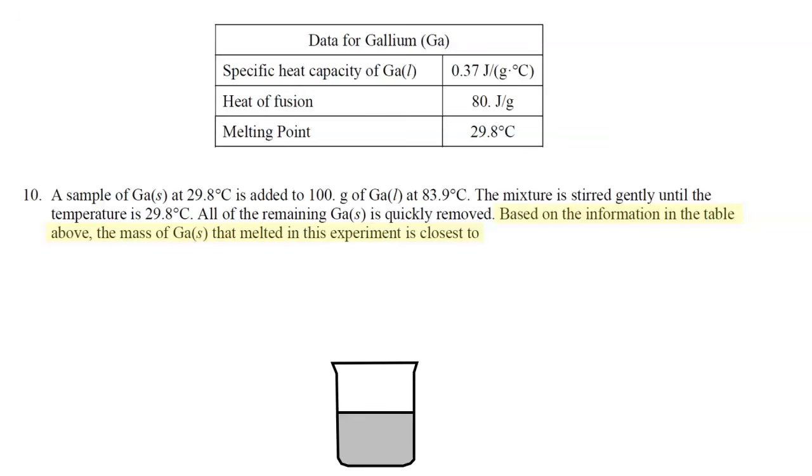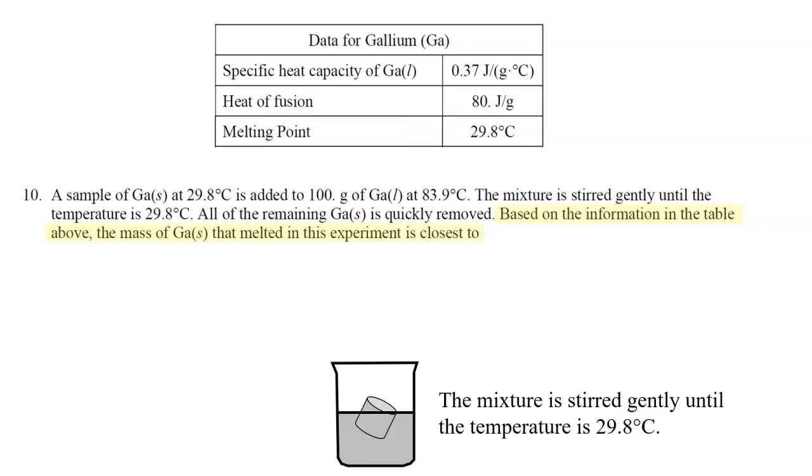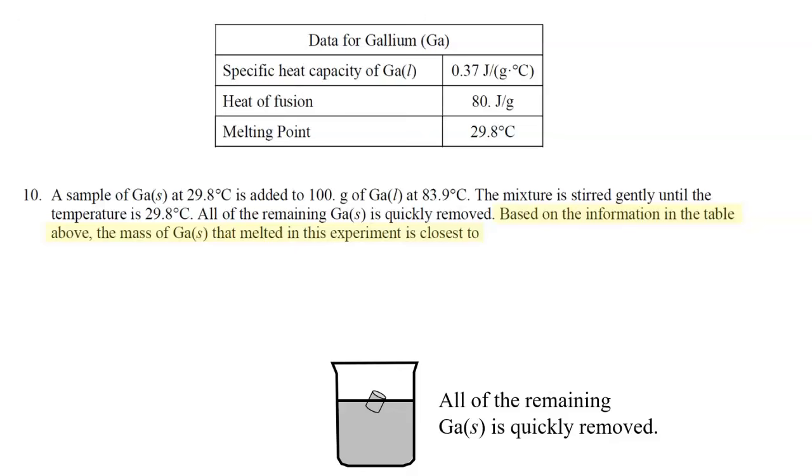So here I have a beaker that contains 100 grams of liquid gallium, and the temperature is 83.9 degrees Celsius. Now, to this sample of liquid gallium, a sample of solid gallium at a temperature of 29.8 degrees Celsius was added to that beaker. And so as a result of that, some of the heat was transferred from the hotter object, which is the liquid gallium, to the cooler object, which was the solid gallium. So the mixture is stirred gently until the final temperature is 29.8 degrees Celsius.